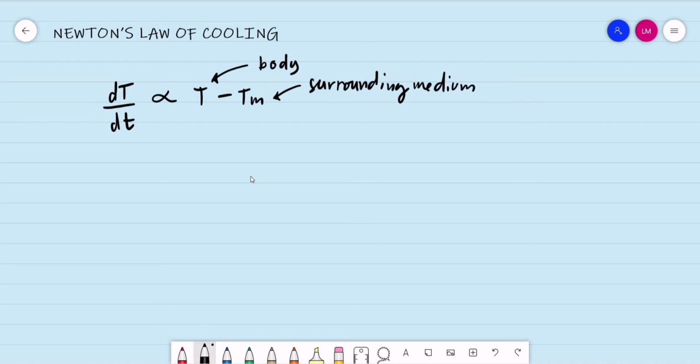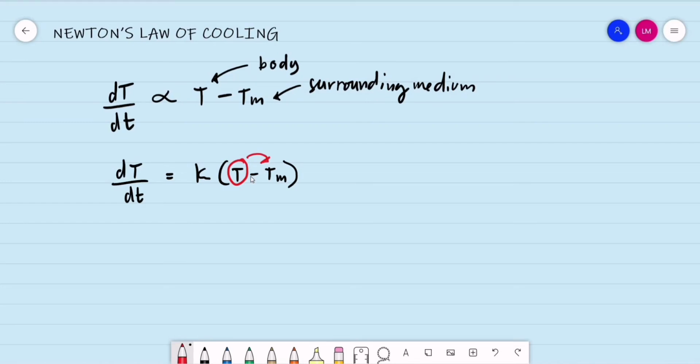Okay, so for us to have an equation, this is the change in temperature with respect to the change in time. We are to place a proportionality constant multiplied by the temperature of the body, less the temperature of the surrounding medium. But for example, if the temperature of the body is higher than the temperature of the surrounding medium, it will result in cooling.